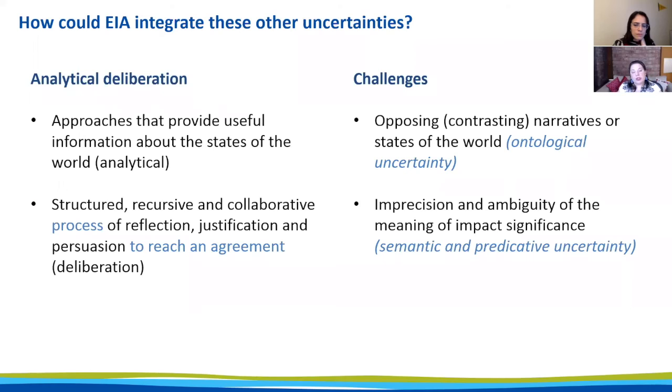We want to particularly propose the use of analytical deliberation as a way to improve EIA by providing useful information about the states of the world, but within a structured, recursive, and collaborative process of reflection, justification, and persuasion to reach an agreement. This process should aim to facilitate an open examination of the knowledge, beliefs, and uncertainties of actors. This means that these approaches should incorporate opposing narratives, as well as the inherent imprecision and ambiguity of the meaning of impact significance.